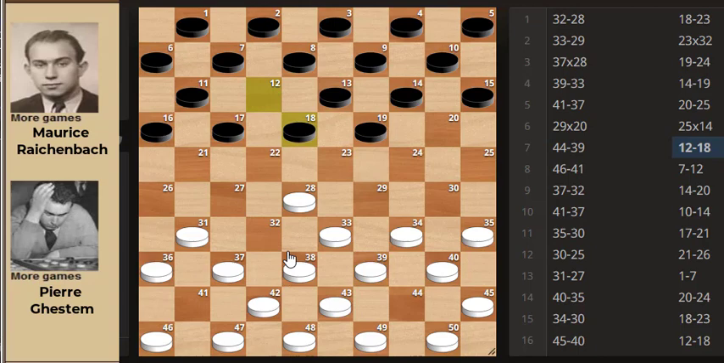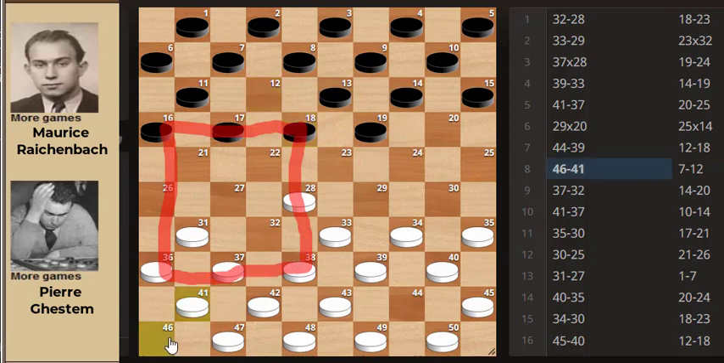Morris replied to this move by playing 12-18. We draw the square to know the position we need to take. Ghestem played 46-41. I know that 50-44 can also be played. If the square goes this way, we can also surround this vertex of the square by playing 50-44.